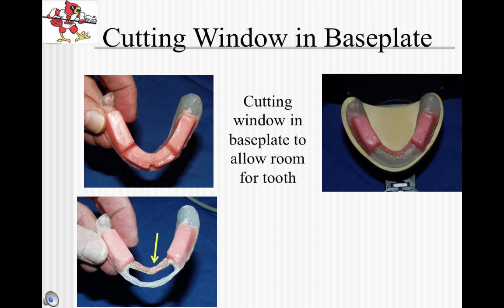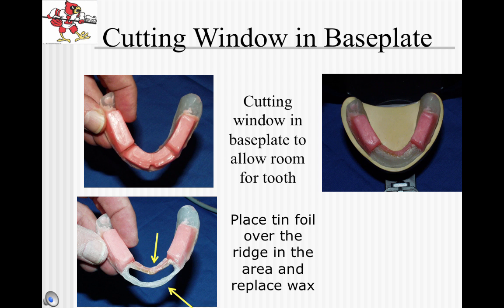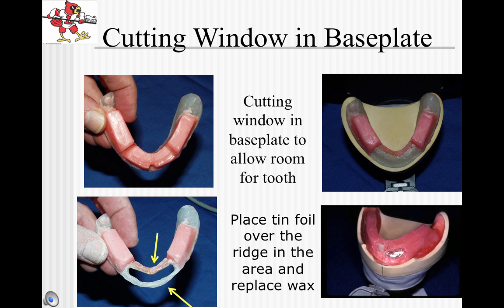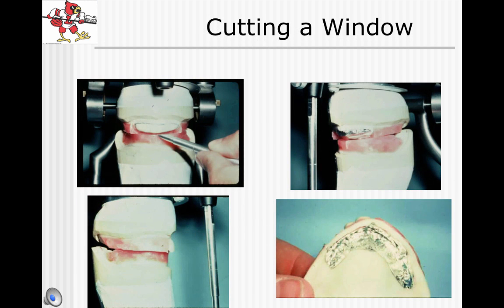Keep sufficient thickness of the triad material on the lingual and buccal of the preparation to keep the base plate from breaking. You must be careful when you cut the window or you can break the base plate. This is easier than cutting individual windows. Place tinfoil over the ridge in the area prepared for the window. This slide shows the same procedure being done on the maxillary arch, as it can be necessary on either arch.